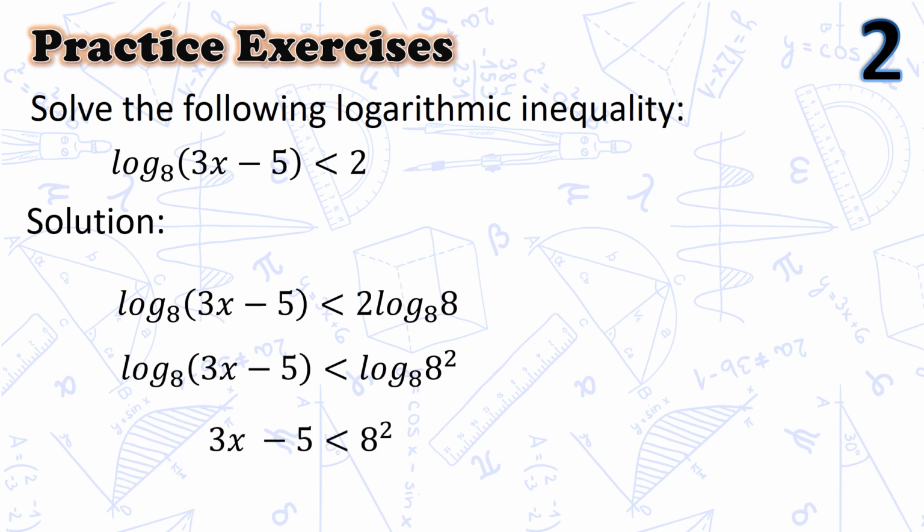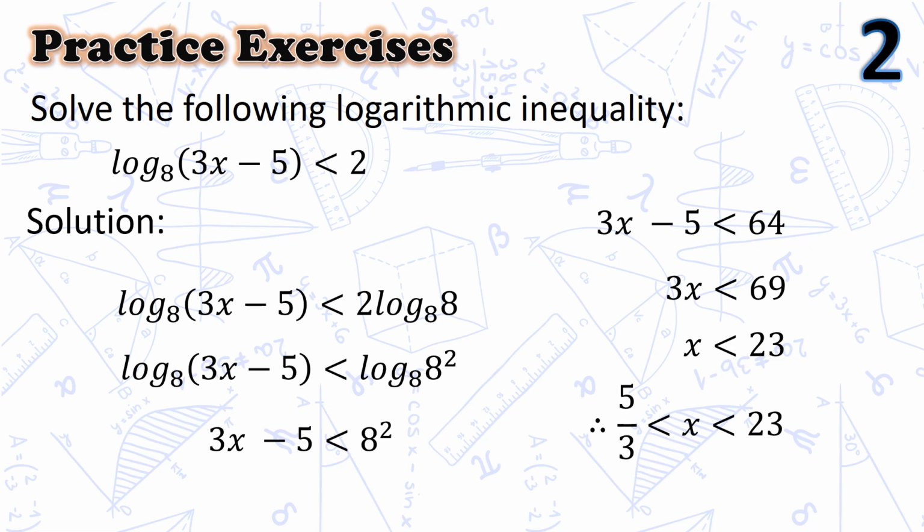And since the base is greater than 1, we have 3x minus 5 is less than 8 squared. 8 squared is 64, then add 5 to both sides. We have 3x is less than 69. Divide both sides by 3, we have x is less than 23. Then our solution set will be all x greater than 5/3 but less than 23. x must be greater than 5/3 for the logarithm to be defined.